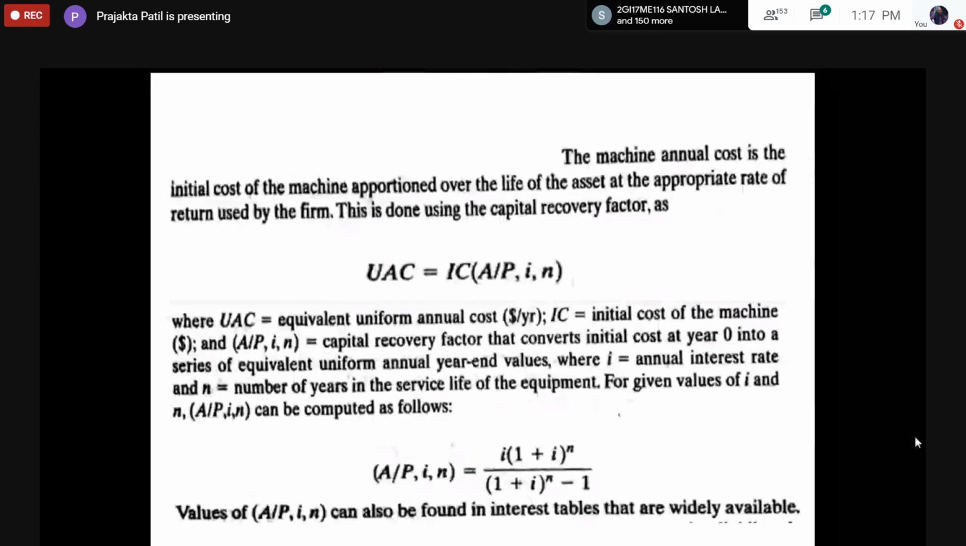You will come across this capital recovery factor. In order to determine it, usually the rate of interest and the number of years of service of the equipment will be given. With the help of that, you can find out the capital recovery factor. Else, you can also refer to the interest table and you can find the same. I think you must have already used these interest tables in engineering economics or such subjects.